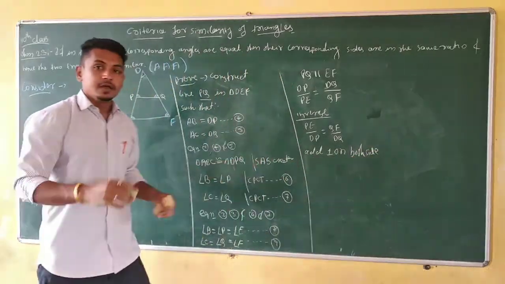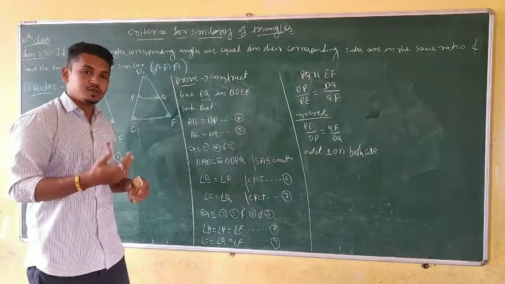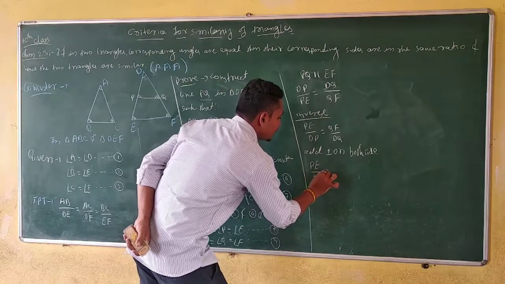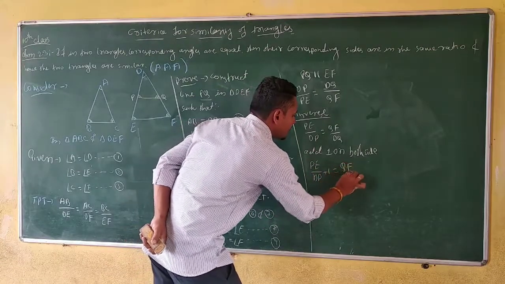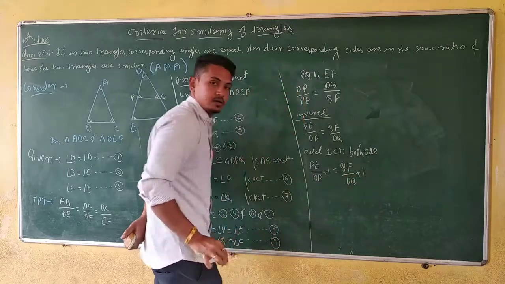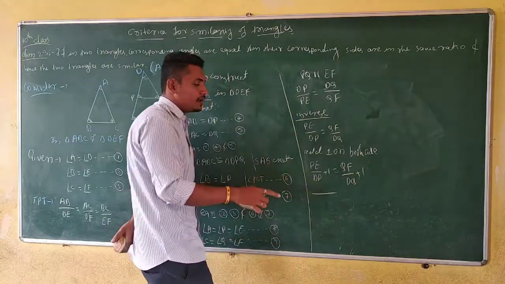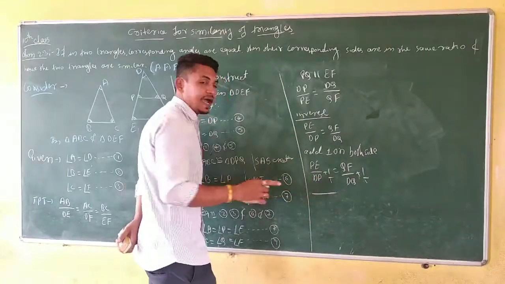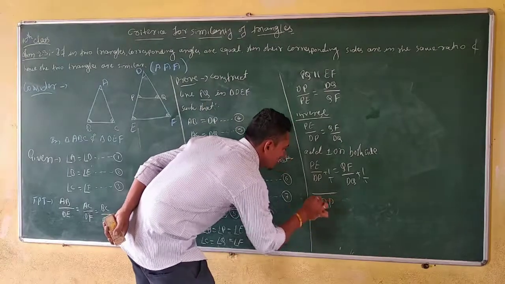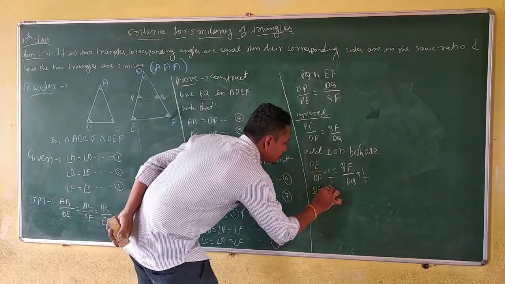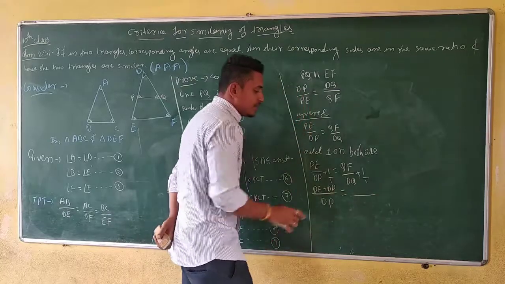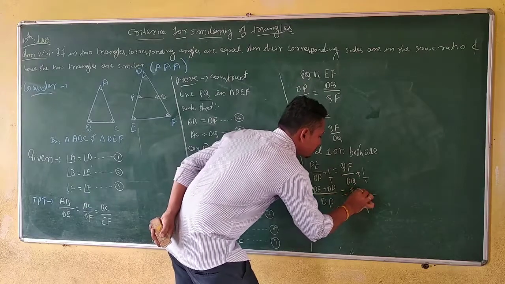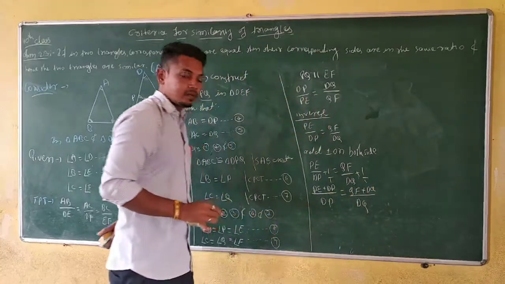This is the inverse of the basic proportionality theorem, or inverse of Thales' theorem. Next here, PE divided by DP plus 1 is equal to QF divided by DQ plus 1. So take the LCM: the LCM of DP and 1 is DP, so PE plus DP over DP is equal to, the LCM of DQ and 1 is DQ, QF plus DQ over DQ.